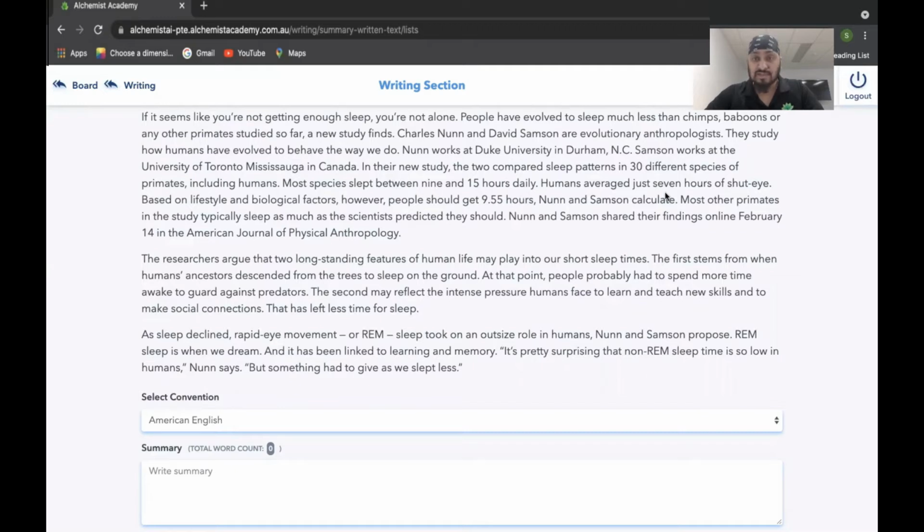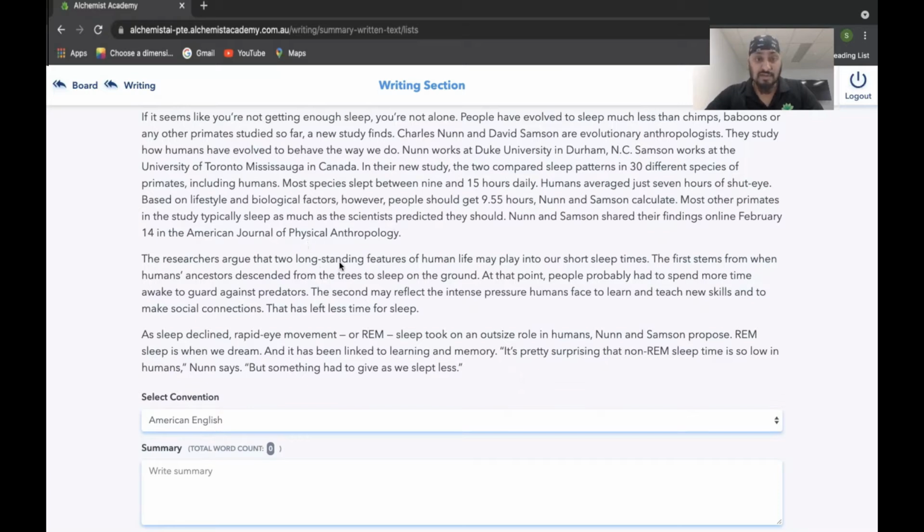Humans averaged just 7 hours of shut-eye. Based on lifestyle and biological factors, however, people should get about 9.55 hours. Nunn and Sampson calculate most other primates in the study typically sleep as much as the scientists predicted they should. Nunn and Sampson shared their findings online on February 14th in the American Journal of Physical Anthropology.